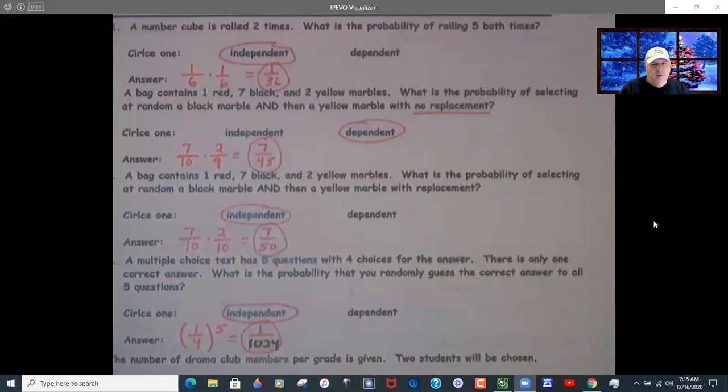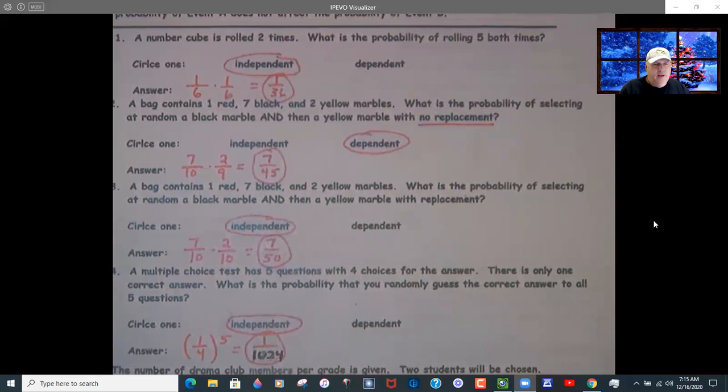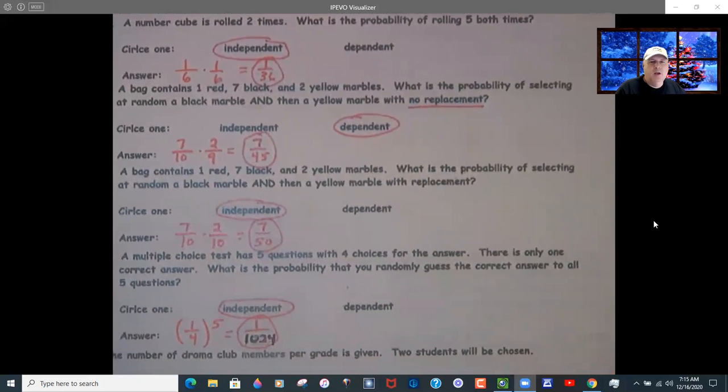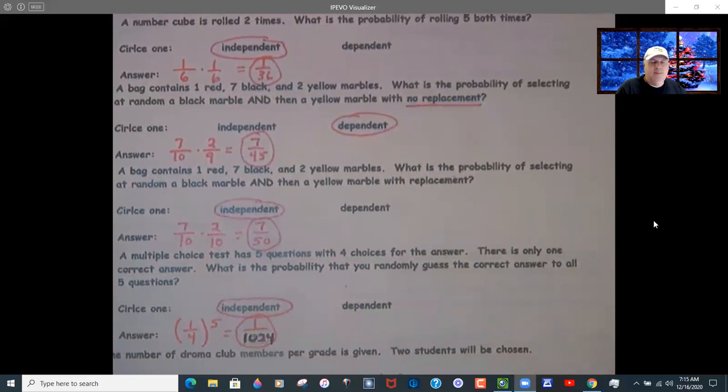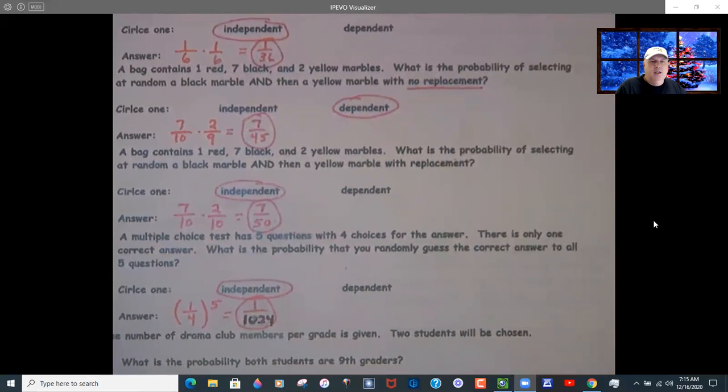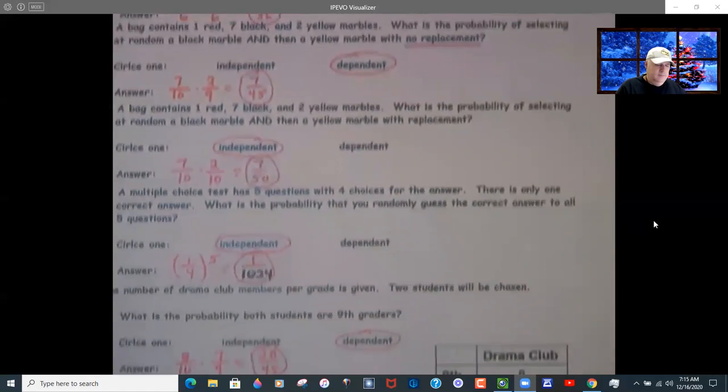Has a lot to do with, although it's not always that, independent events. Notice the denominator is the same. Dependent events, no replacement. Denominators change. Independent events, replacement.